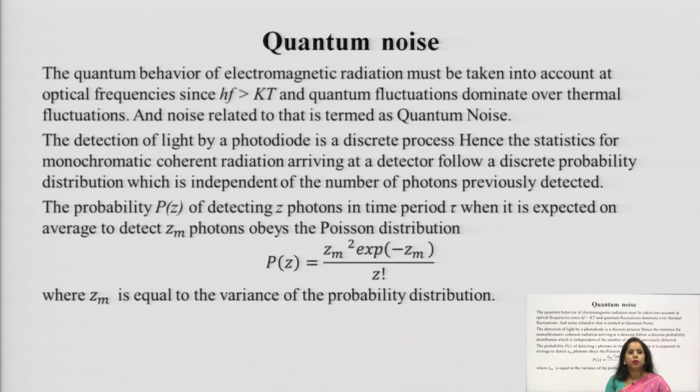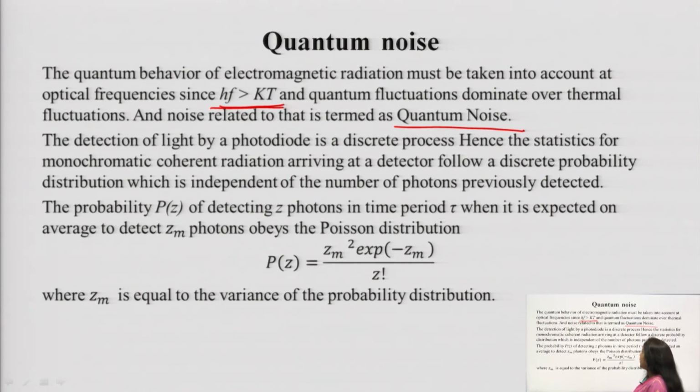Now the third one, the quantum noise. This is one of the most important factors which exists in any type of system where electromagnetic radiations are involved, and in optical communication also electromagnetic radiations are involved. Electromagnetic radiation follows quantum behavior, and taking this into account, this noise is created. The quantum behavior of the electromagnetic radiation is taken into consideration at optical frequency, and hence hf should be greater than kT, and there are quantum fluctuations. The noise created in the system due to this quantum fluctuation is called the quantum noise.